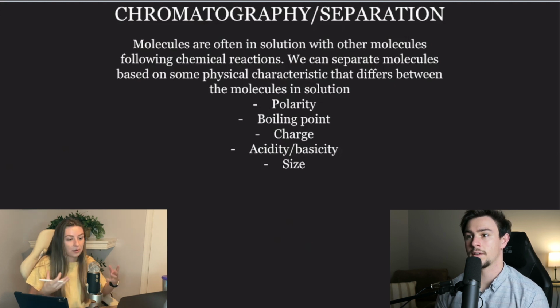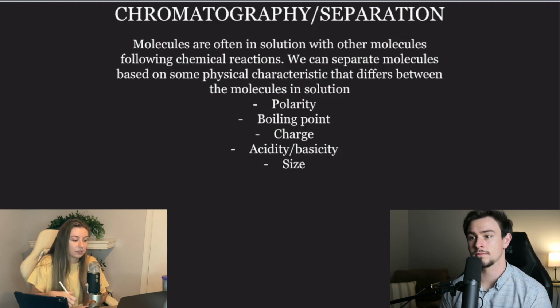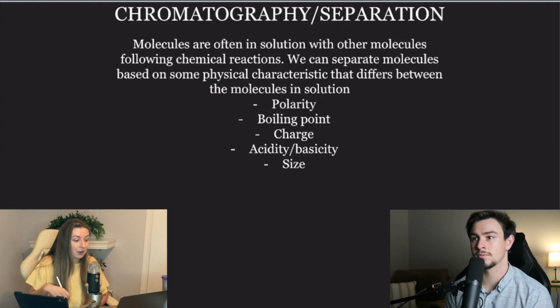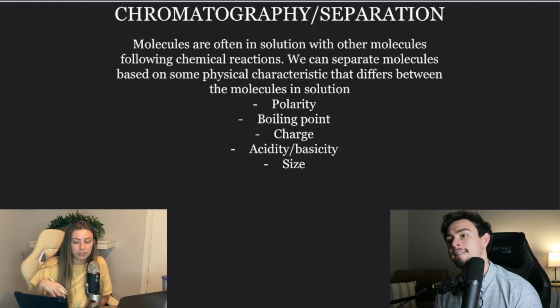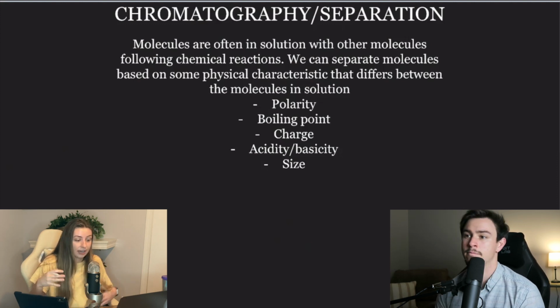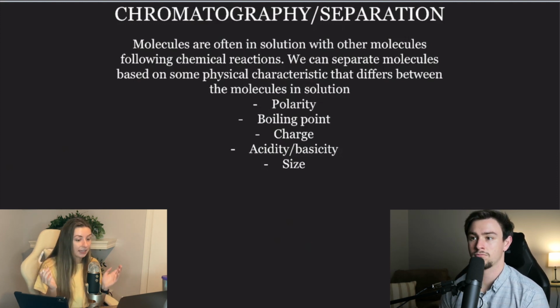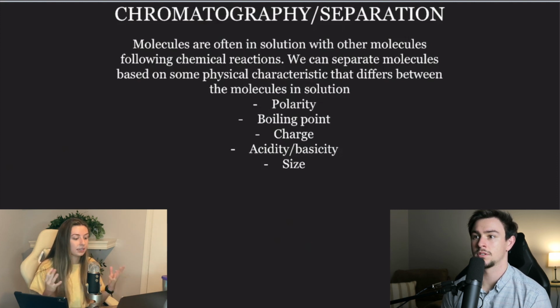Yeah. And I will say occasionally you'll see a wrench thrown into that, like how acids dissolve in basic solutions. And so you might see some of that play into it. But typically we're dealing with polarity or boiling point or charge, where same sticks with same, you know.